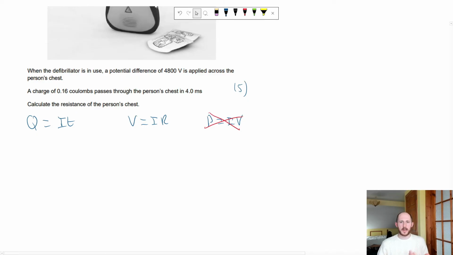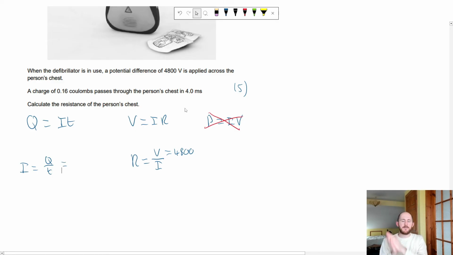Now, what is it asking me to work out? Resistance. So that's this equation. So I would have to do R equals V divided by I. What's the problem? Well, I have V. V is 4800. But I don't have current. Okay, let's look at the other information they give me. They give me a charge and they give me a time. Interesting. I equals Q over T. Because they've given me a charge and a time.